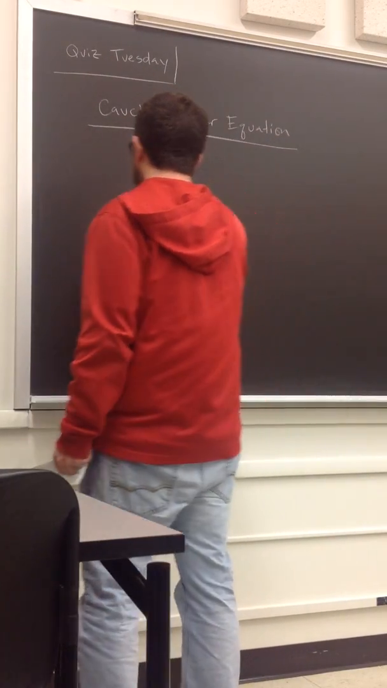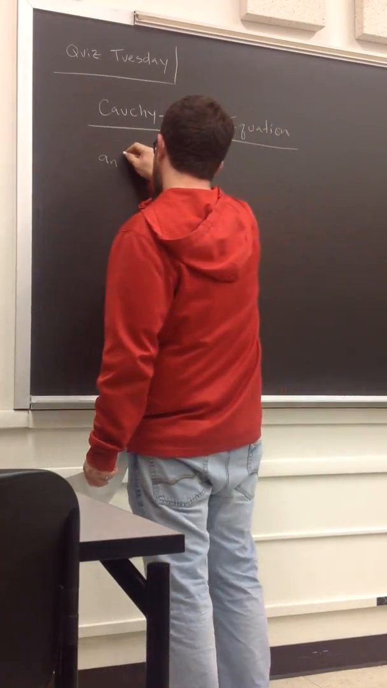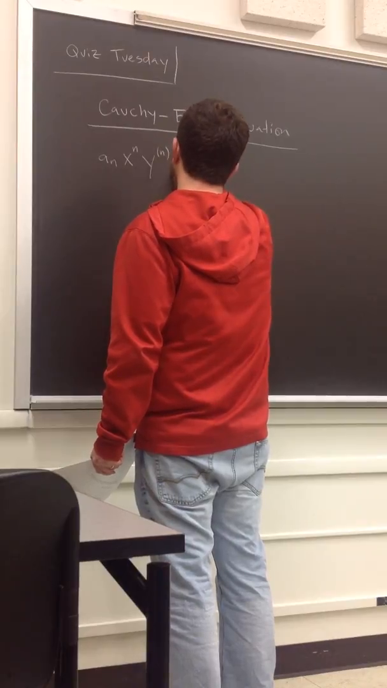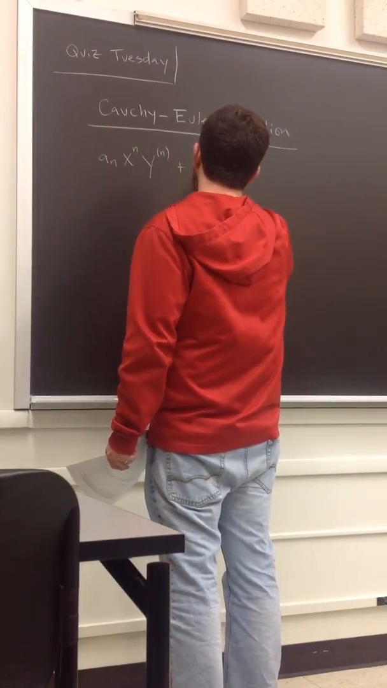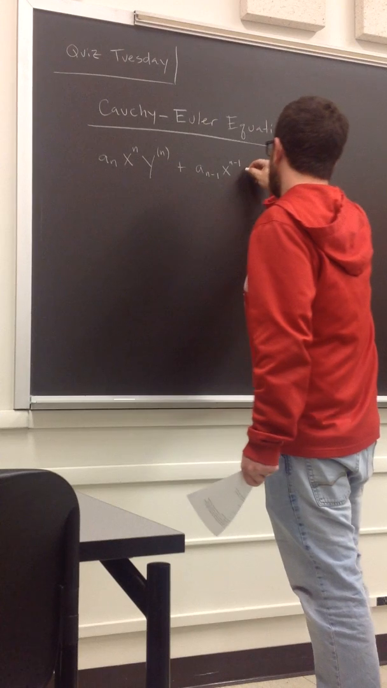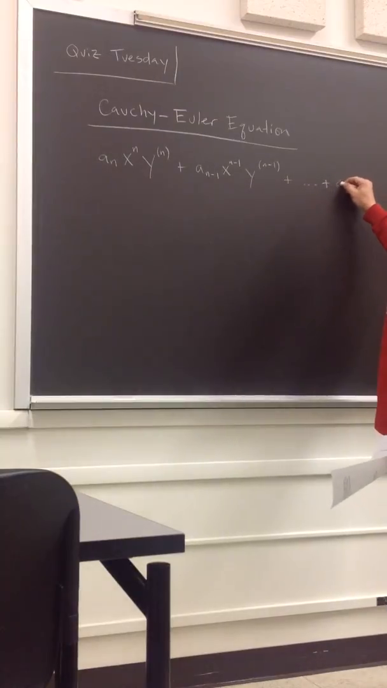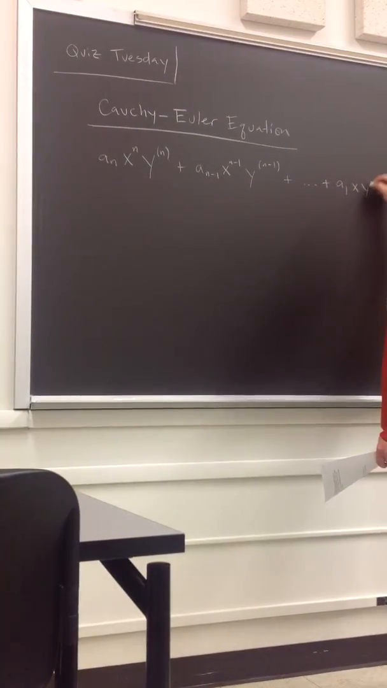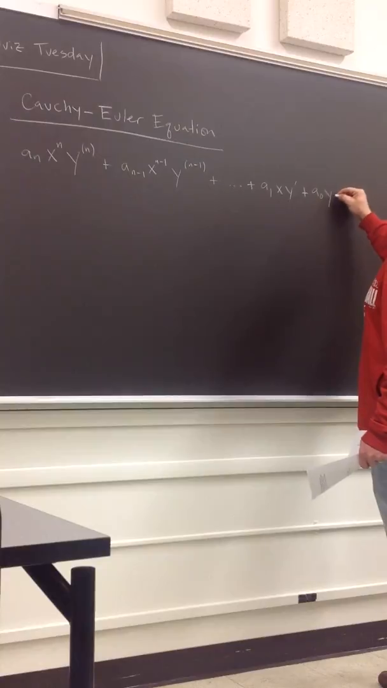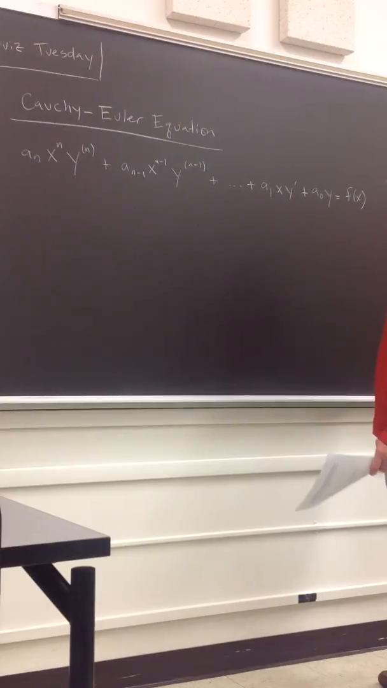Let me write down the general form. So a sub n, some constant, multiplied by x to the power n, and then multiplied by the nth derivative of y. So this is the standard form for these equations.